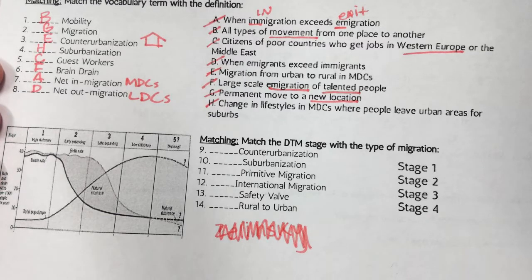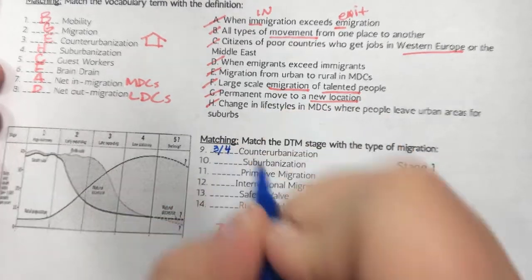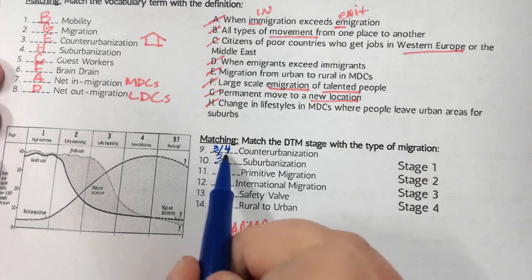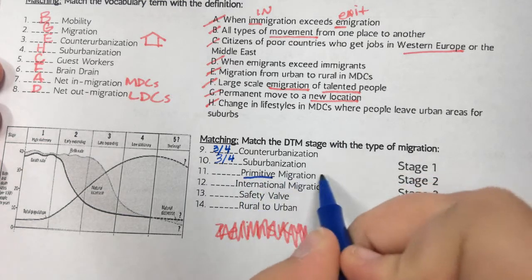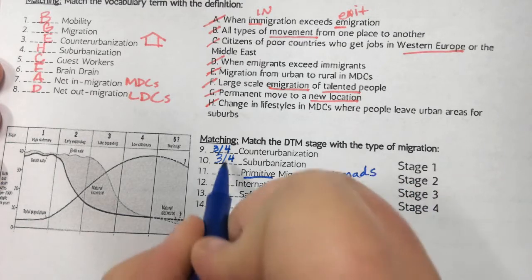Counter-urbanization, when does that happen? That happens in MDCs. So we can kind of do an option here. It could be stage 3 or stage 4. Suburbanization, people moving from the cities to the suburbs, which are already developed. So that would also be stage 3 or stage 4. Primitive migration, like nomads, that would be stage 1.